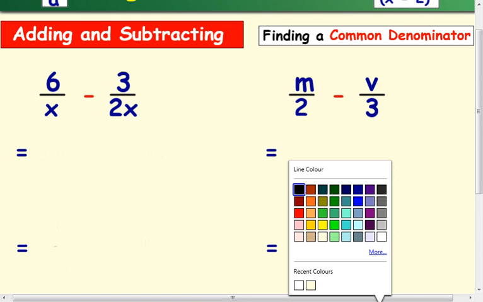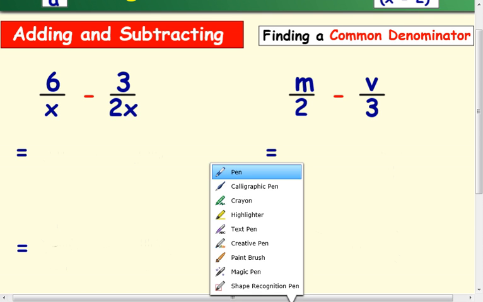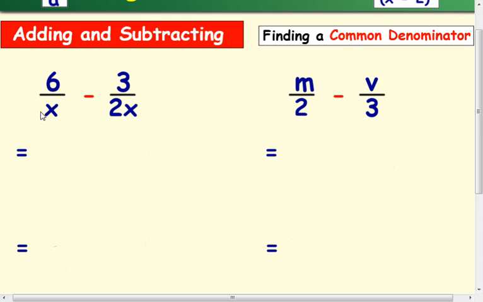What you could actually do here is just look for the 2x and make this into 2x on this side. So your common denominator could have been that. This makes it a lot quicker. Again, you don't need to do this. Sometimes easier though.